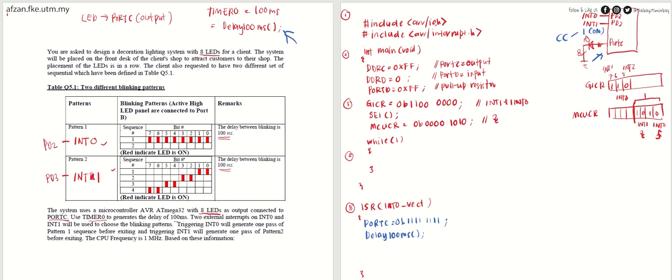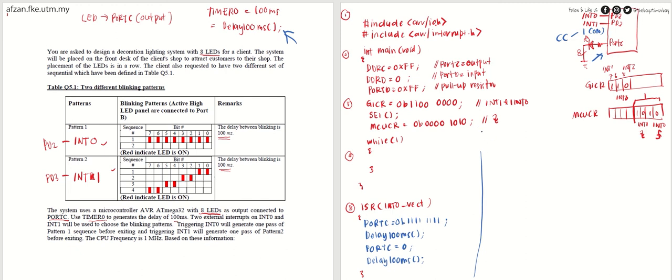Next, the second sequence. What is the second sequence? All the LEDs turn off. So just write PORTC equal to 0. All the zeros here will go to your port C, so automatically all the LEDs will turn off. Then you call your delay again, 100 milliseconds. And this is the ISR for INT0.